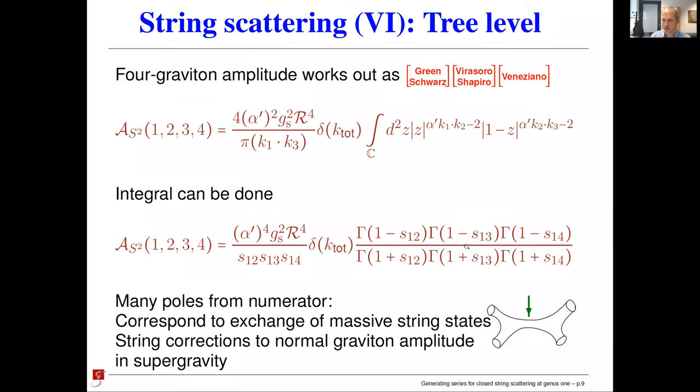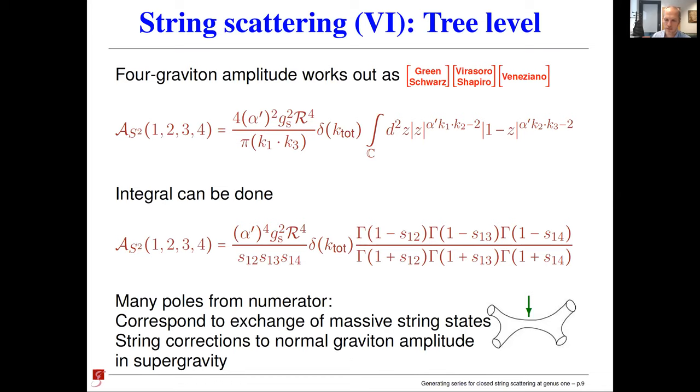So these poles here, whenever the gamma function has poles at all the negative integers, this corresponds to when one of these Mandelstam variables becomes an integer, and this is related exactly to where a massive excitation of the string is located. So these poles of these functions correspond exactly to exchanging not just the graviton, but things that are not part of Einstein theory, but only of string theory, namely the massive string states. And this is really where these corrections come from.